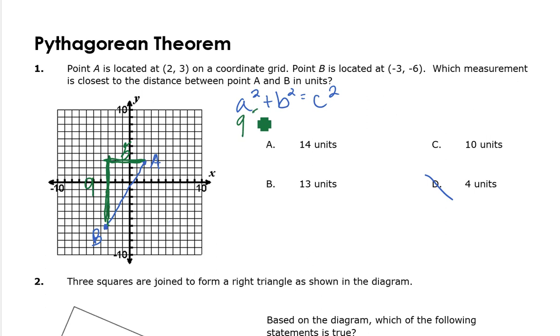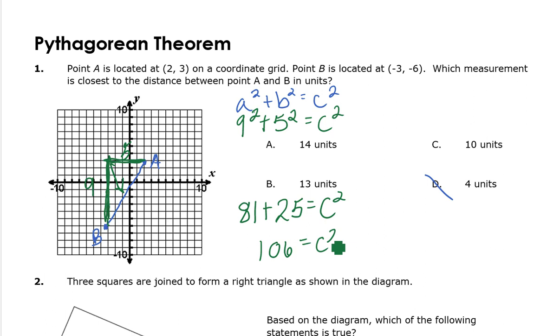So I know 9 squared plus 5 squared will give me the length of my hypotenuse, c squared. So 9 squared is 81, 5 squared is 25, and that'll give me c squared. So 106 equals c squared. Now we know this is not 106 units. So to undo the square, I'm going to do the square root of 106. And it's going to give me around 10. 10 will be my closest answer.